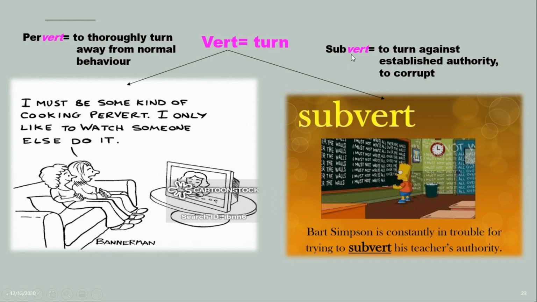Next, look at the word subvert. To turn against established authority or to corrupt. For example, Bart Simpson is constantly in trouble for trying to subvert his teacher's authority. Let us learn again the meanings of two words here. Pervert, to thoroughly turn away from normal behavior. Subvert, to turn against established authority or to corrupt.